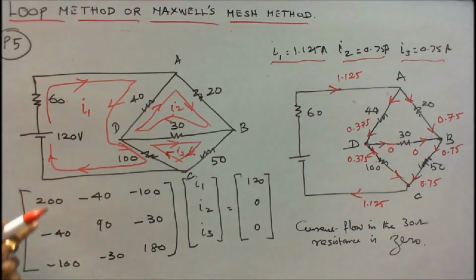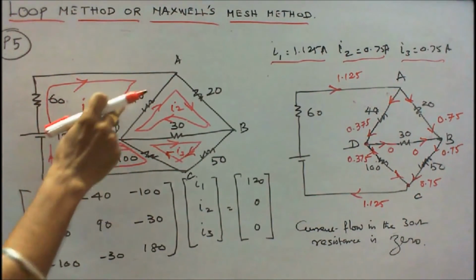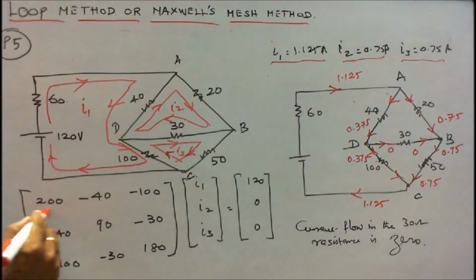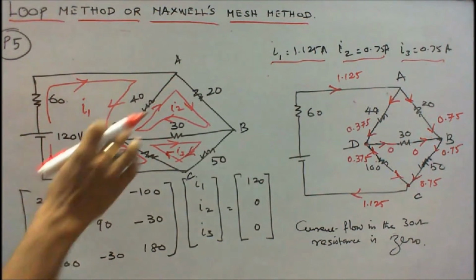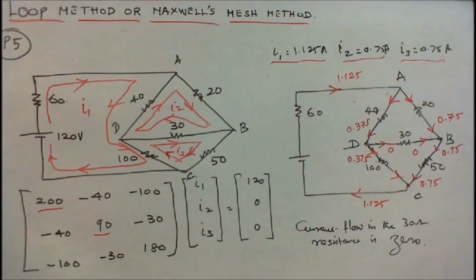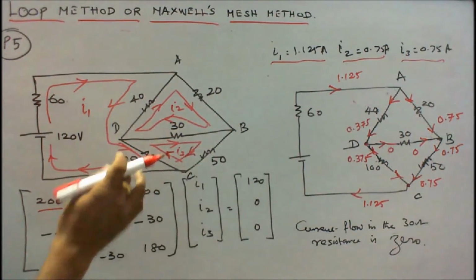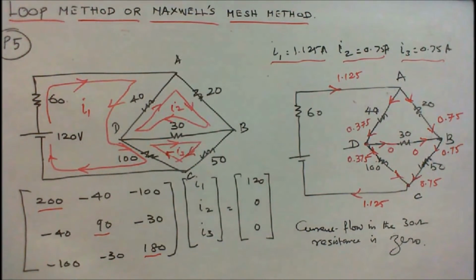The first step is to find the diagonal elements. First loop resistance is 100 plus 40 plus 60, that is equal to 200. The second loop resistance is 40 plus 20 plus 30, that is equal to 90. Third loop resistance is 30 plus 50 plus 100, that is equal to 180.